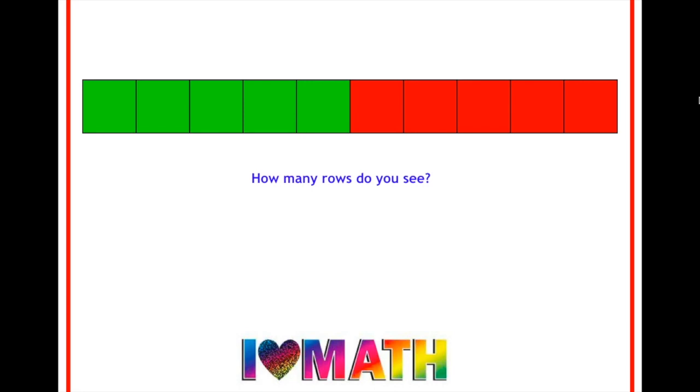How many rows do you see? There is 1 row. How many tiles in each row? There are 10 tiles. Did I make a rectangle? Yes, it's a long, skinny rectangle.